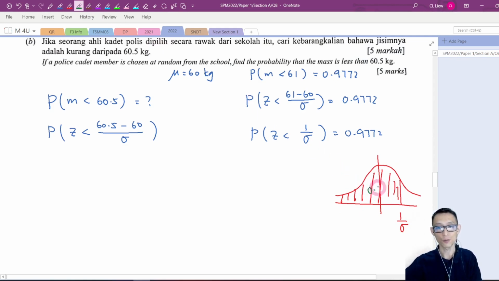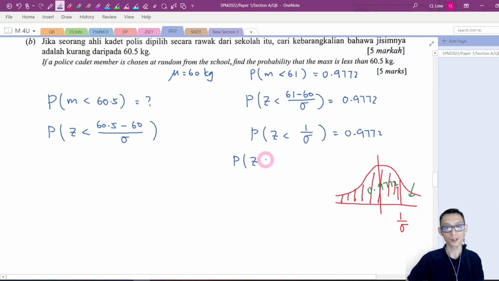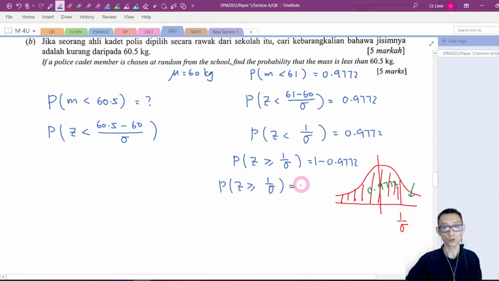So this is 0.9772, right? So how do we get this? So here I can change it to probability for Z is greater than or equal to 1 over sigma. And what's the value here? 1 minus this one, right? 1 minus 0.9772. Okay. So let me calculate this one. This you should be able to get 0.0228.